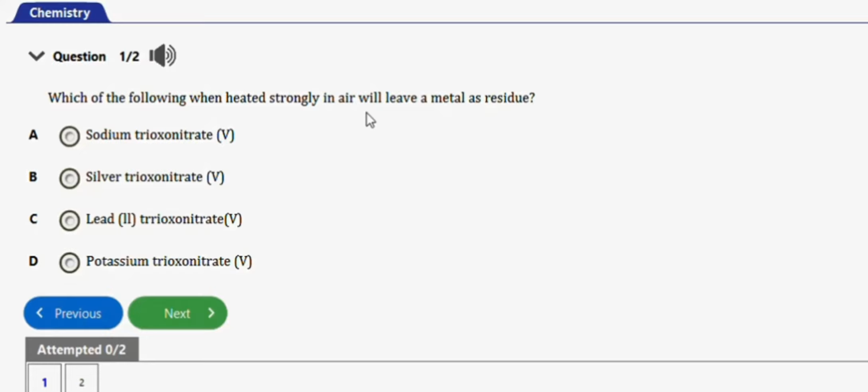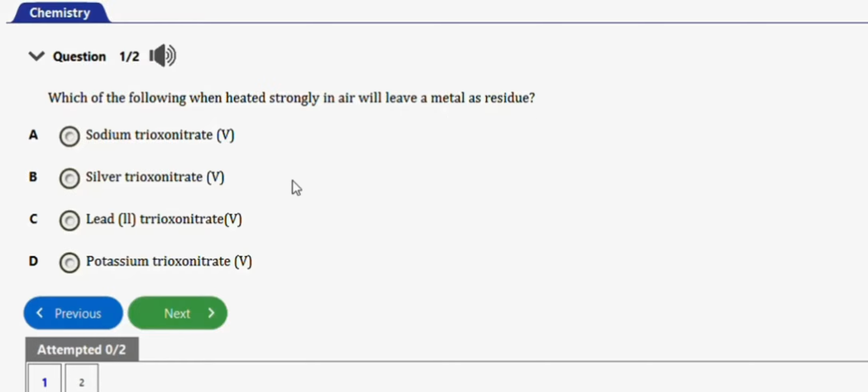leave a metal as residue? We have sodium trioxo 5, silver trioxo 5, lead 2 trioxo 5, potassium trioxo 5. So the right answer to this question is option B, which is silver trioxo 5. This is a compound that when heated strongly in air will leave a metal as a residue.